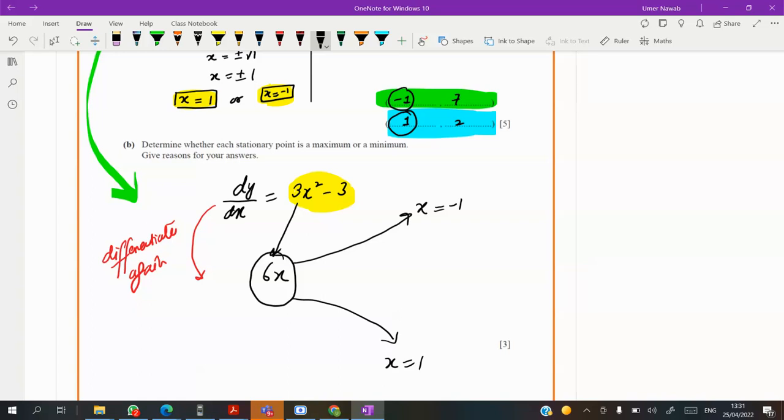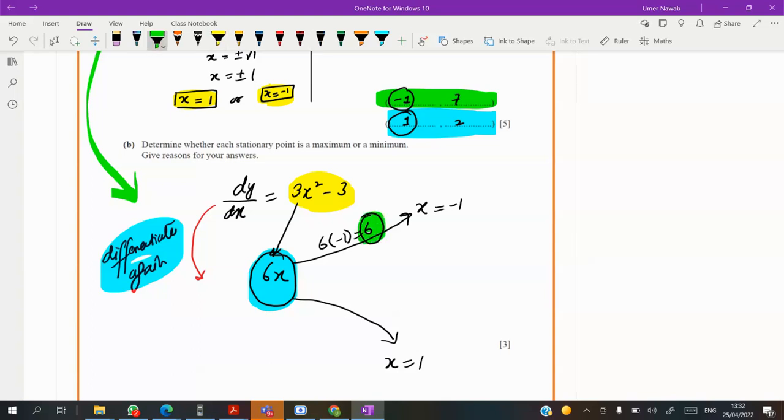Can you plug it one by one? When you plug x is equal to minus 1 into the second derivative, this is the second derivative, not the first derivative. Once you plug, you get 6 times minus 1, which is equal to negative 6. You get 6, a positive number.